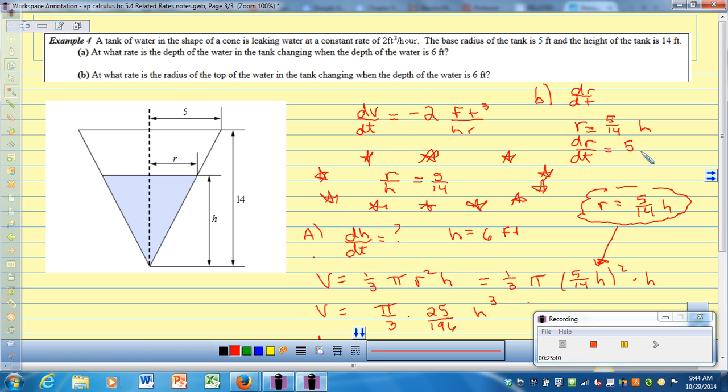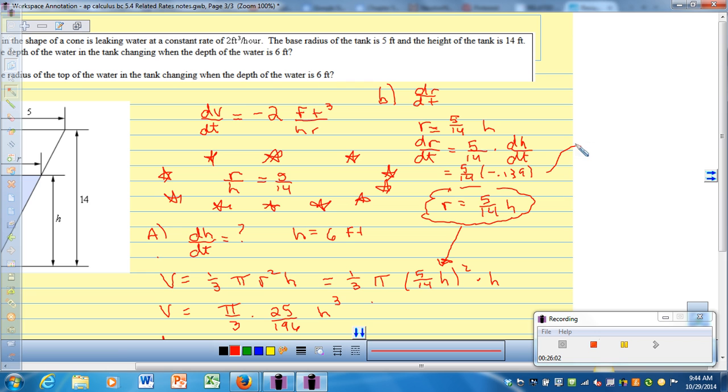So dr/dt will equal 5/14 times what? The dh/dt. And we just found the dh/dt in the previous problem, did we not? So it is 5/14 times negative 0.139. So we will get dr/dt equals, what is that? My calculator friends. 0.049.